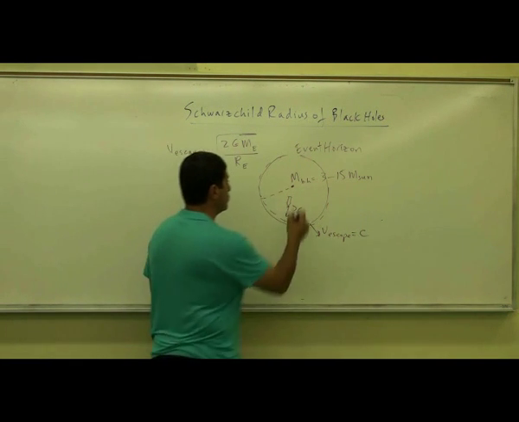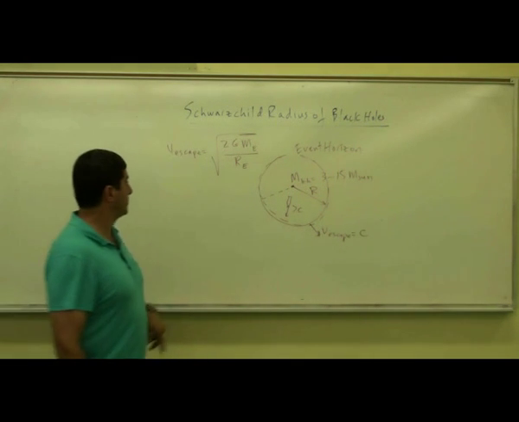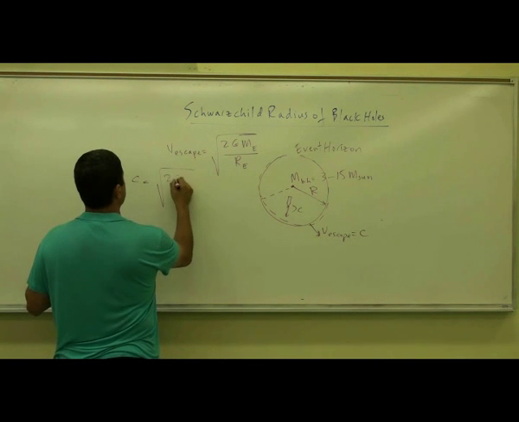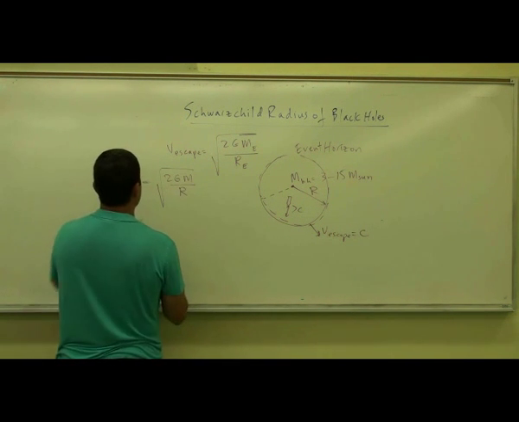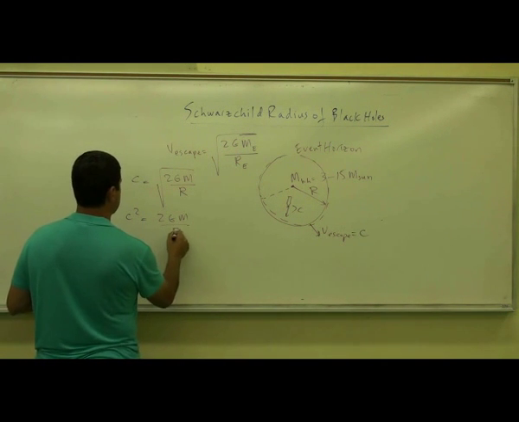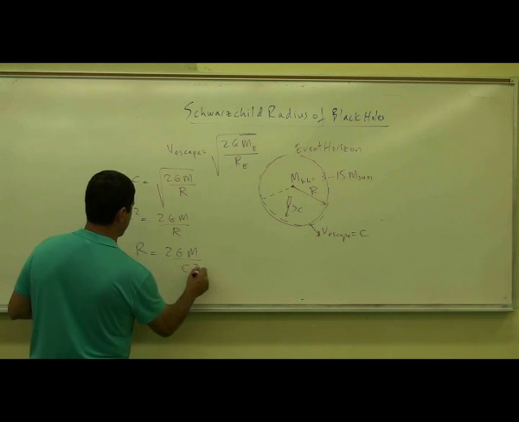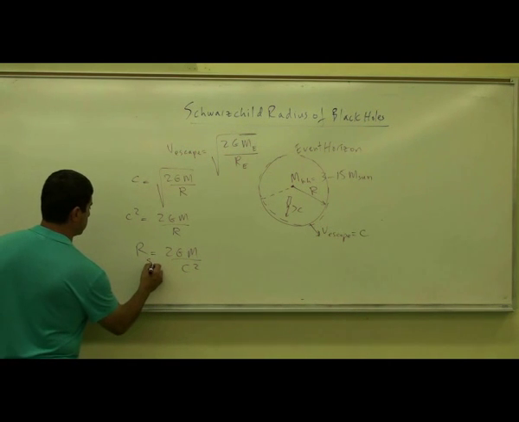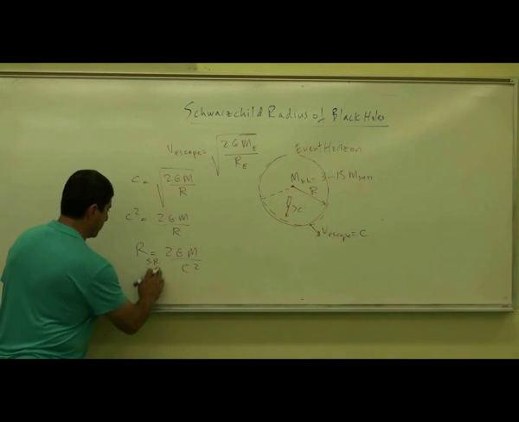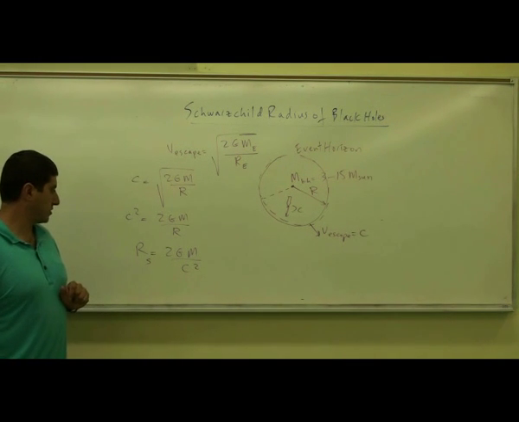So how big do we expect the radius of the event horizon to be? Well, we could put here the velocity of escape is equal to c, equal to the square root of 2GM over r. Square both sides, you have c squared equals 2GM over r. Then we have r is equal to 2GM over c squared. This is known as the Schwarzschild radius, R_S, equal to 2GM over c squared.